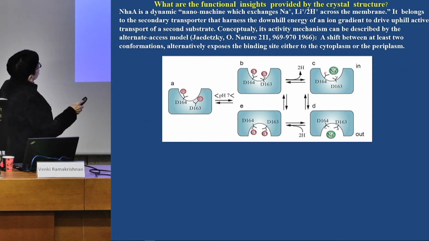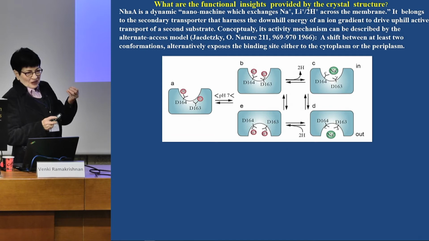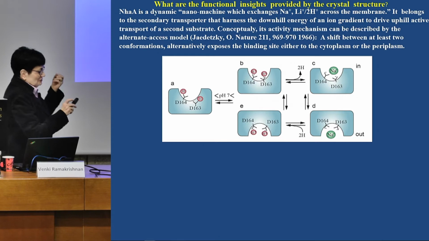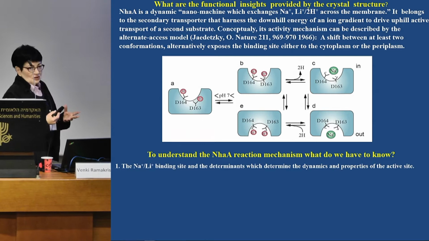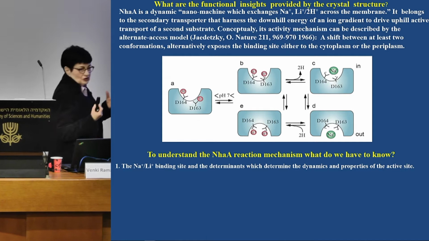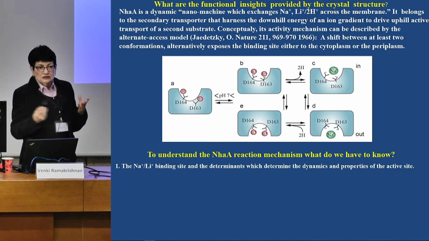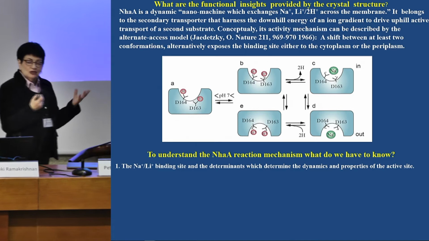But this is a concept. It's not the mechanism. There are some people for whom that's enough. But if you want really to know the mechanism, how this nanomachine works, you need to know several things. What do you need to know? You need to know the active site. But that's not enough. You need to know the determinants of the active site. In other words, the rate of binding, what are the conditions that affect binding, and so on and so forth.